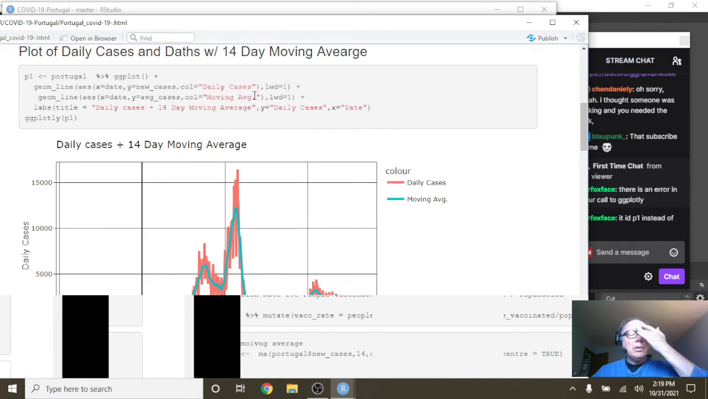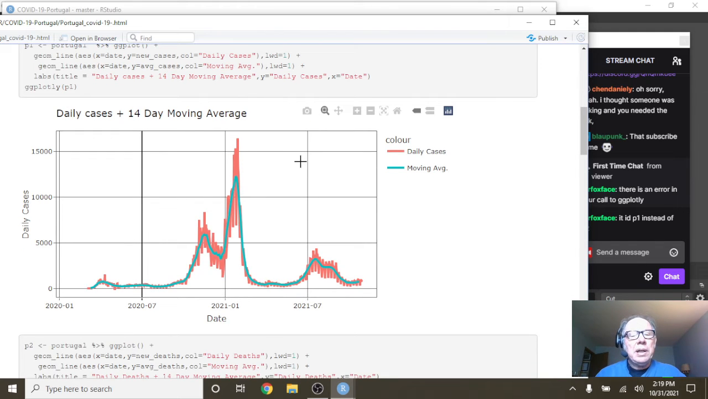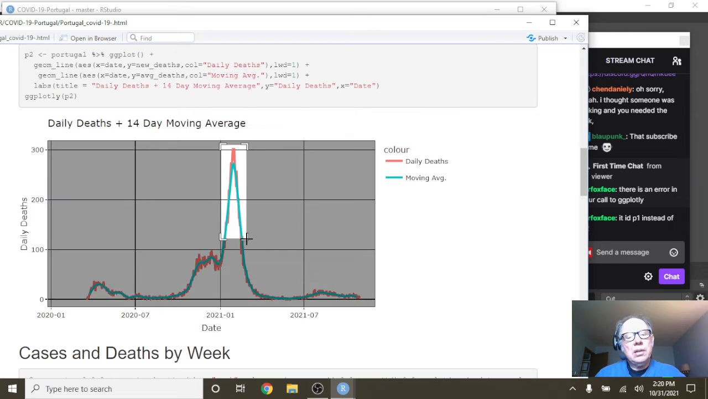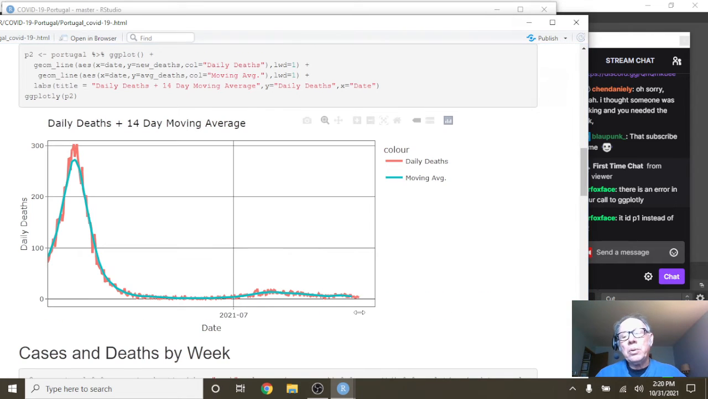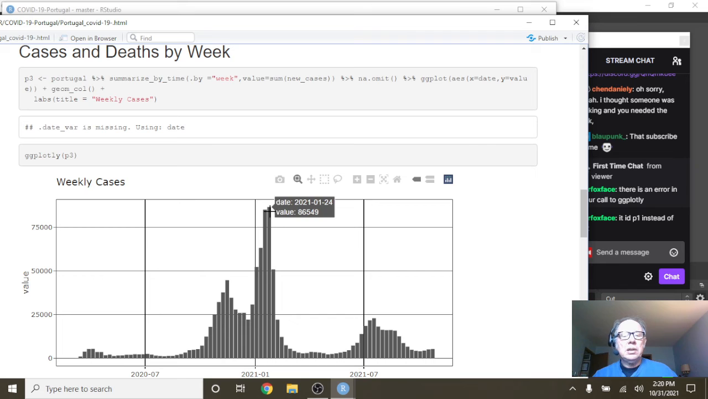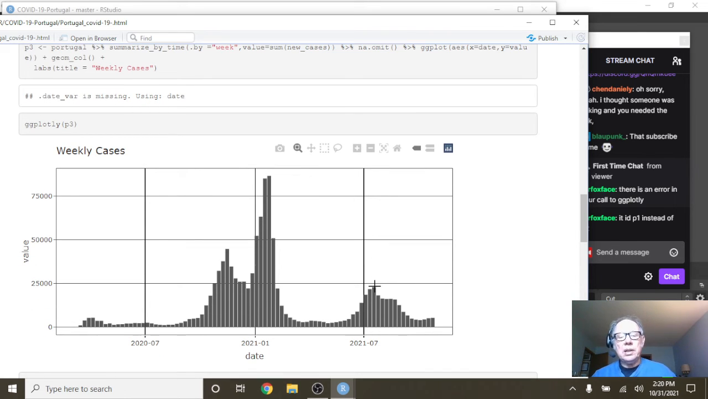Okay, so one more time. Cases we've already talked about. Let's take a look at this. Now, I don't know what they're doing in Portugal, but whatever it is, they should bottle it and sell it. Their deaths are low double digits, single digits, low double digits, all the way over here. Now, nice, you can actually take a look at the weekly totals there. That's good.